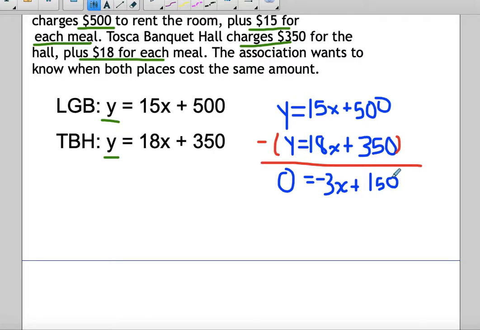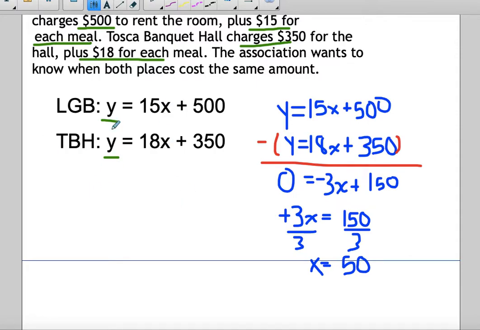So this looks a little different from how we did it before, but realize we can take this negative 3, make it positive, send it to the other side of the equal sign, and now it looks like something that we can solve. So to isolate this x, we divide by 3 from both sides. X is equal to 50. So this is the first part. So we know the first part, when we sell 50 meals, that the price is going to be the same.